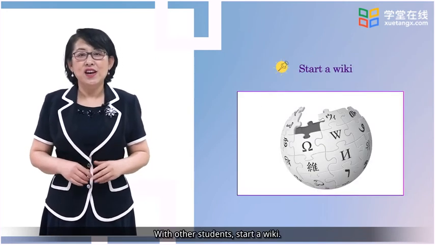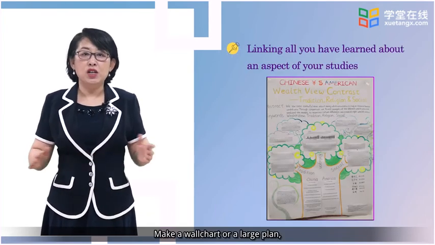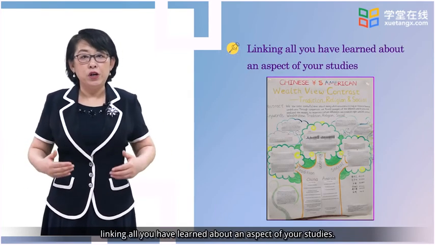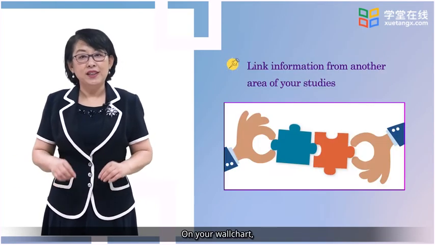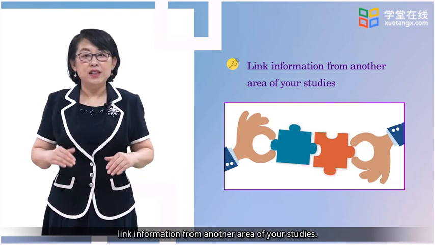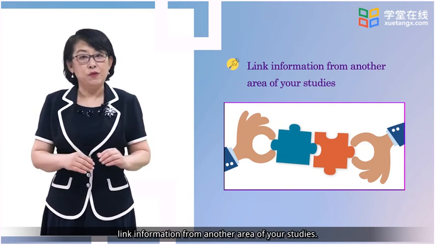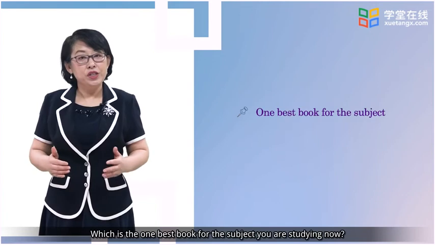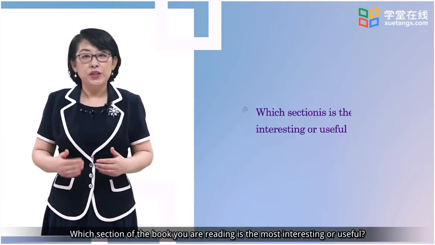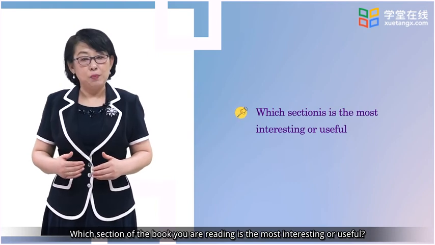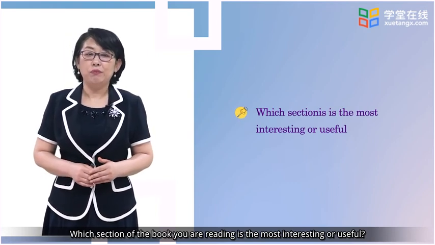With other students, start a wiki. Make a wall chart or a large plan linking all you have learned about aspects of your studies. On your wall chart, in a different colored ink, link information from another area of your studies. Which is the one best book for this subject you are studying now? Which section of the book you are reading is the most interesting or useful?